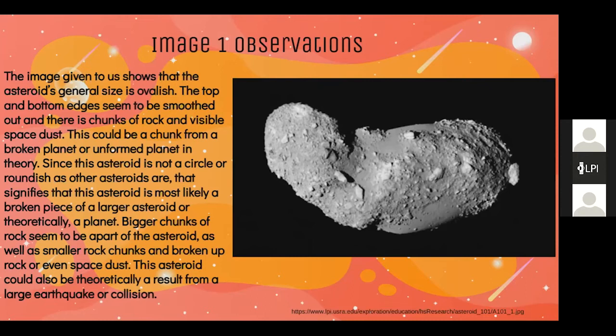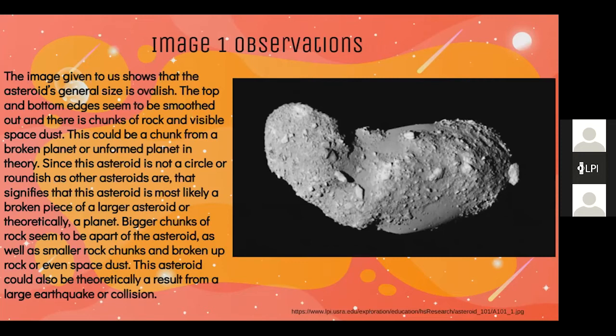There also seem to be chunks of rock, bigger chunks and then smaller chunks, and then there's the space dust. But there are some chunks that seem to be a part of the asteroid, kind of sticking out, and seem to be older and not like space debris and space dust. Once again, this could be a chunk from a broken planet or unformed planet in theory.